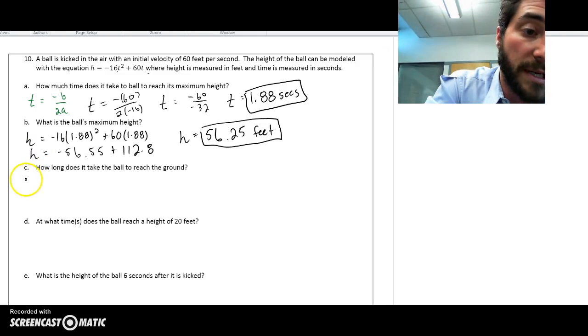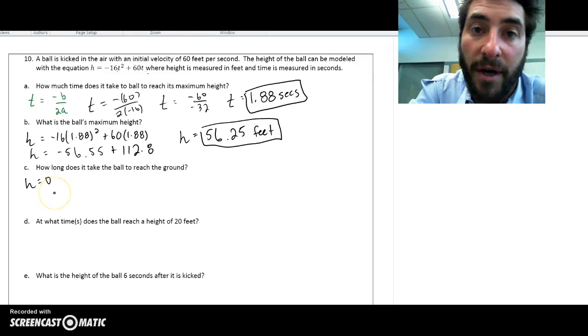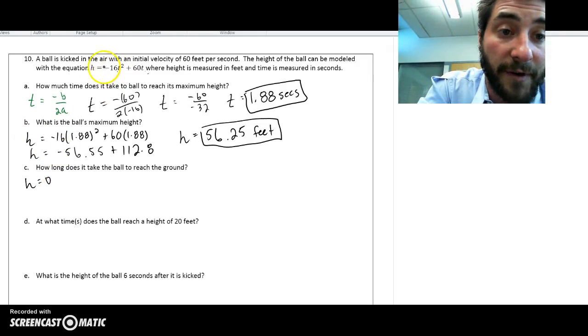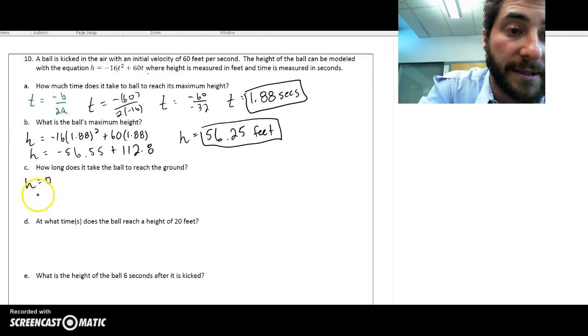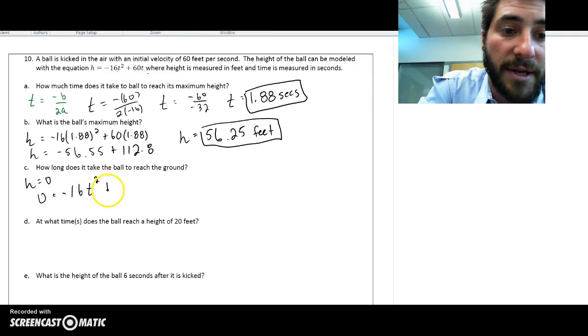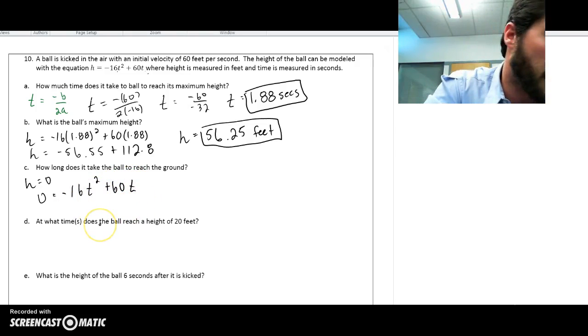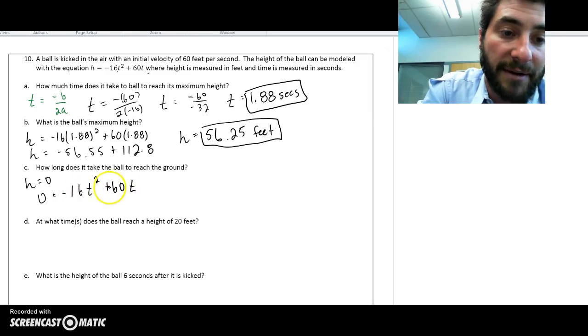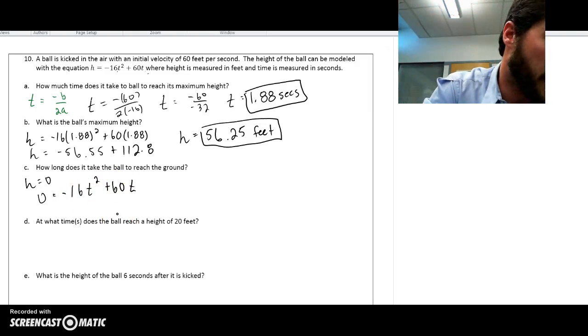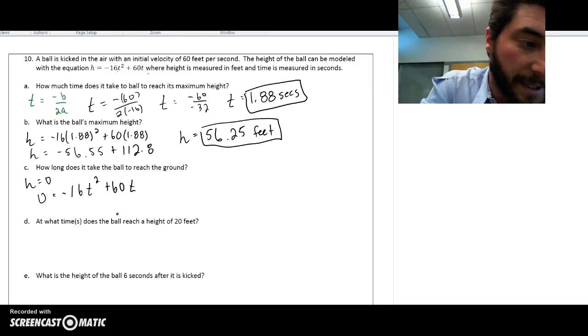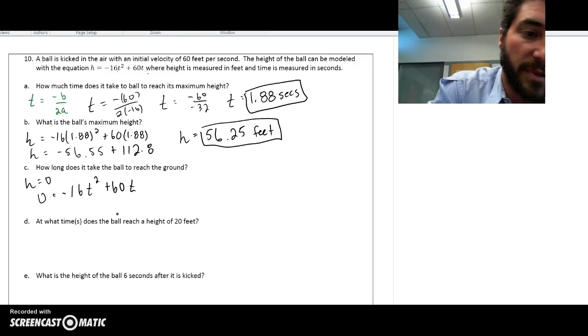This is talking about when the height equals 0. When's the height of the ball 0? So let's plug in 0 for height: 0 equals negative 16t squared plus 60t. I'm going to see if this is factorable. What can I pull out of both of those? Does 60 divide by 16? No. Do they both divide by 4? Yeah. So I'm going to pull out a negative 4.